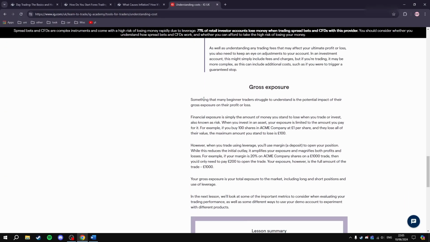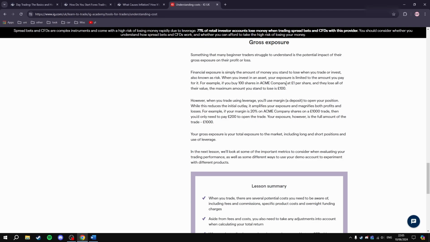Did you know, as well as understanding any trading fees that may affect your ultimate profit or loss, you also need to keep an eye on adjustments to your accounts. In an investment account, this might simply include fees and charges, but if you're trading, it may be more complex, as this can include additional costs such as if you were to trigger a guaranteed stop.